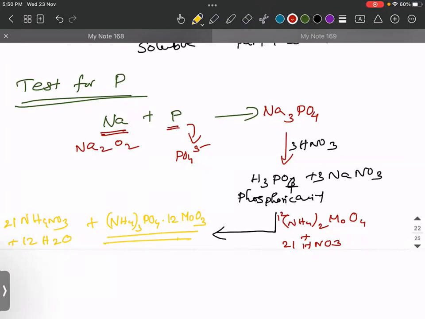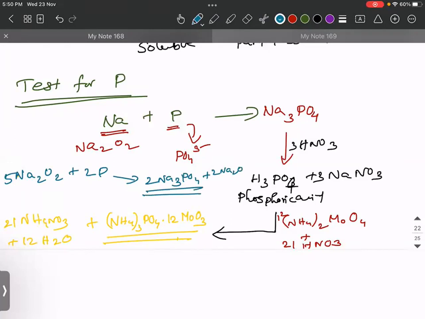In this way, you can do the qualitative test. Qualitative means you are finding whether it is present or not. So this is how they are finding out. The sodium peroxide equation is: Na2O2 plus phosphorus gives Na3PO4 plus Na2O.